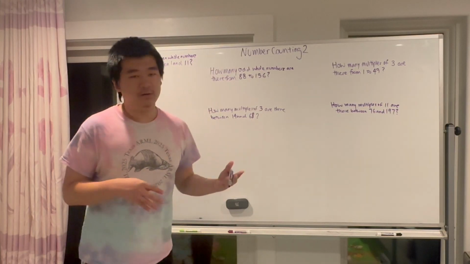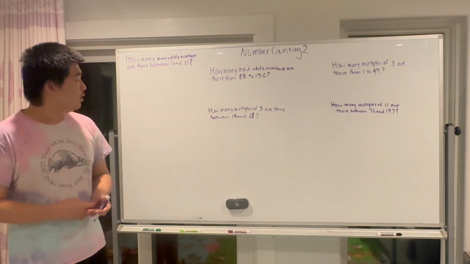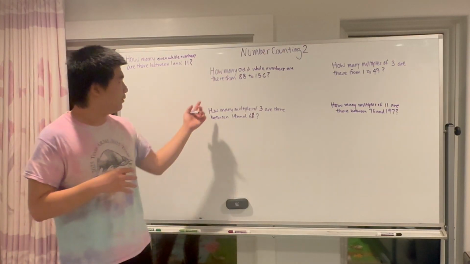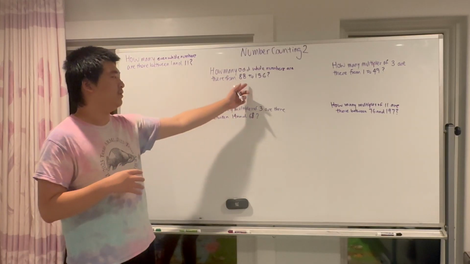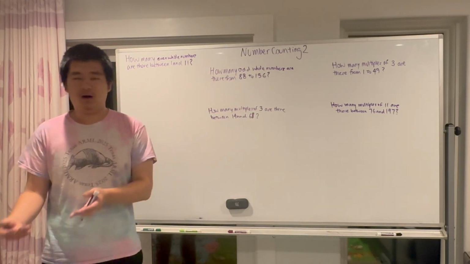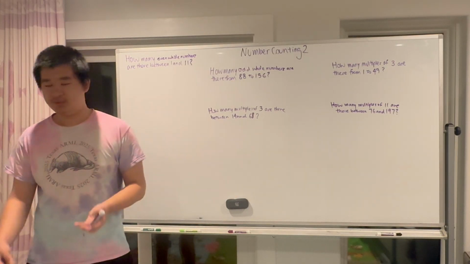However, in number counting 2, and these are the kinds of problems that you'll see more often on the number sense exams, we're not going to have these nice numbers. For example, take a look at this one. How many odd whole numbers are there from 88 to 156? Well, 88 and 156 both aren't odd, so how are we going to know if we can use (b minus a) over d plus 1?